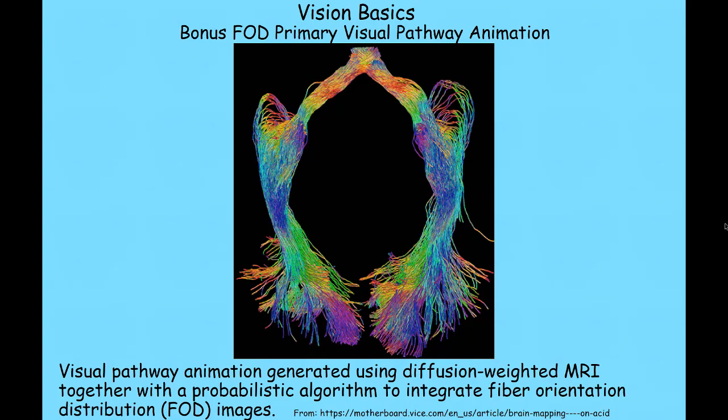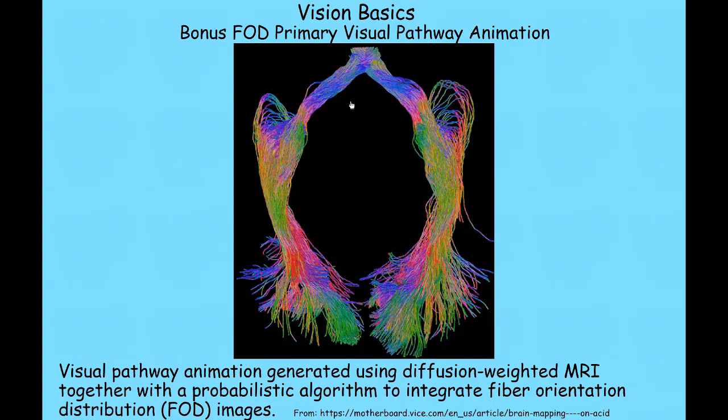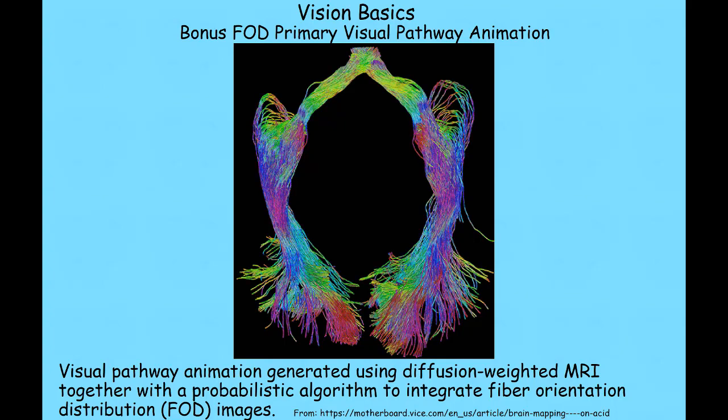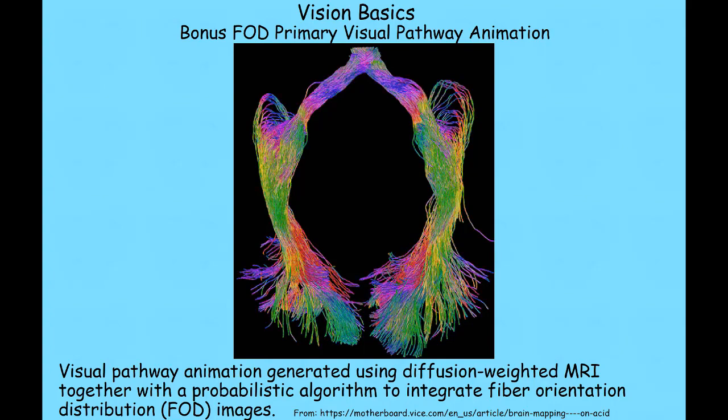So I thought I'd throw this in. This is a fiber orientation distribution image. It's a picture of the pathways here. And we start off here. This is the optic chiasm, lateral geniculate nucleus, projections onto the visual cortex in each hemisphere. And it was an animation that was generated using diffusion weighted MRI together with a probabilistic algorithm to integrate fiber orientation. And then somebody who clearly did too many hallucinogenics in high school animated it using colors.